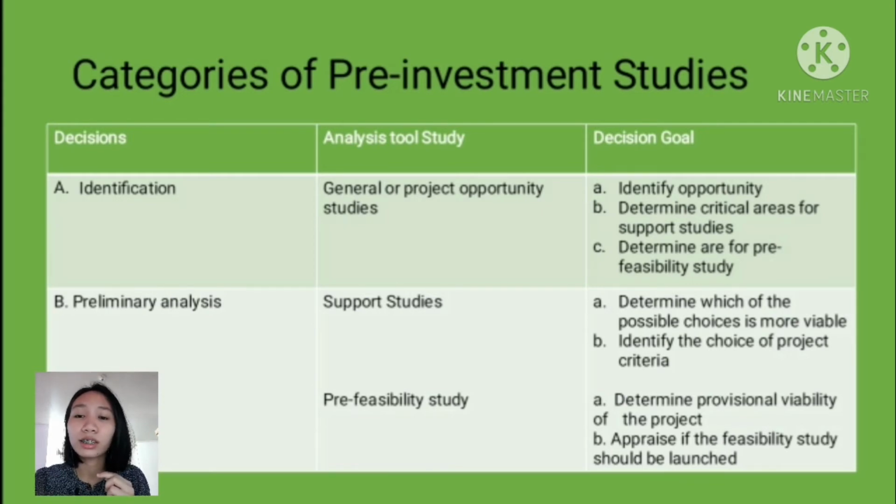So we have preliminary analysis, which requires support studies that aim to determine which of the possible choices is more viable and identify the choice of project criteria. And we have the actual pre-feasibility study, which aims to determine provisional viability of the project and appraise if the feasibility study should be launched or not. Pre-feasibility studies happen prior to the actual feasibility study to know whether a feasibility study should be conducted. It generally covers the same subjects as feasibility studies, but does so in much less detail.